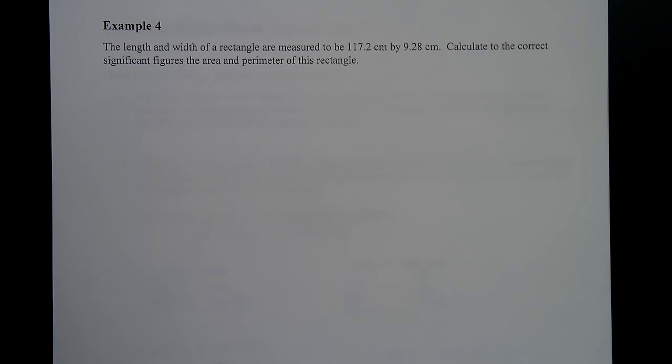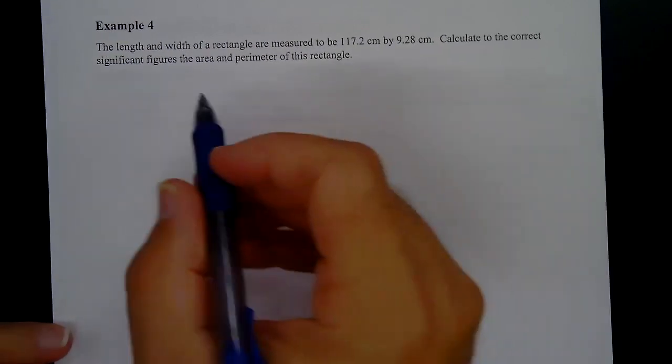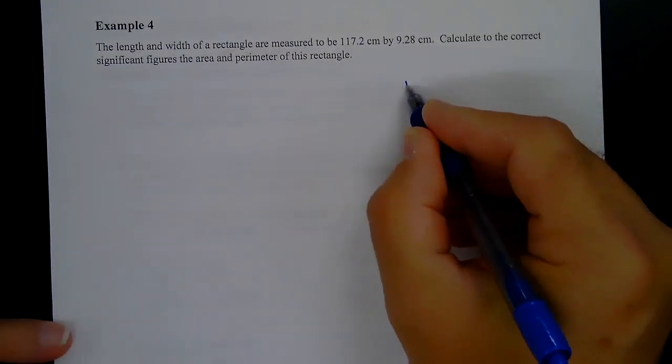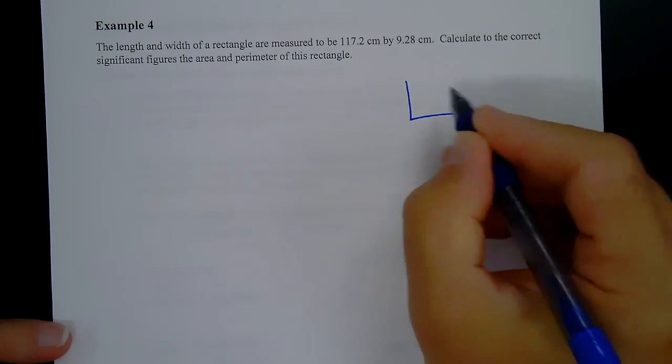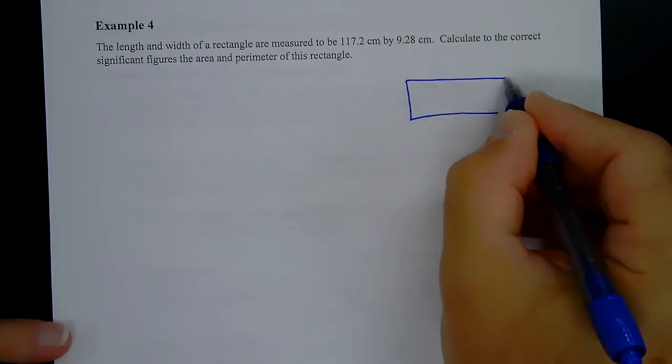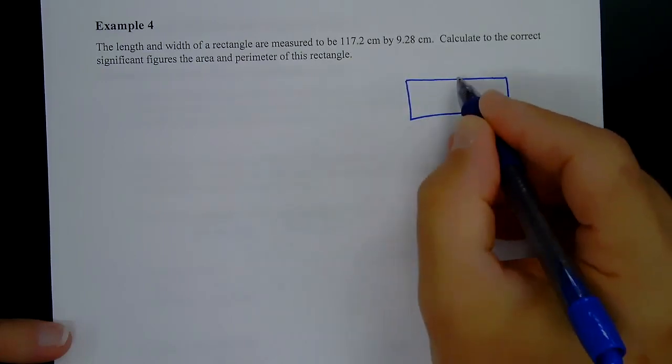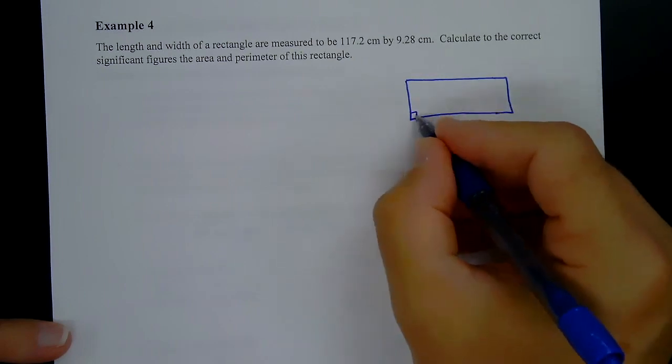So for this final problem, okay, I'm giving you the length and width of a rectangle, and they're measured to be 117.2 centimeters and 9.28 centimeters. And I want to calculate to the correct significant figures the area and perimeter of this rectangle. So this is really kind of a math problem, but we want to do it correctly for science class, okay? So a rectangle has 4 sides, right? And 4 right angles, and the 2 shorter sides are called the width, and the 2 longer sides that are opposite one another are called the lengths.